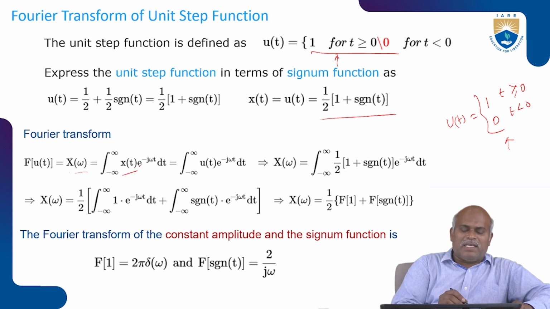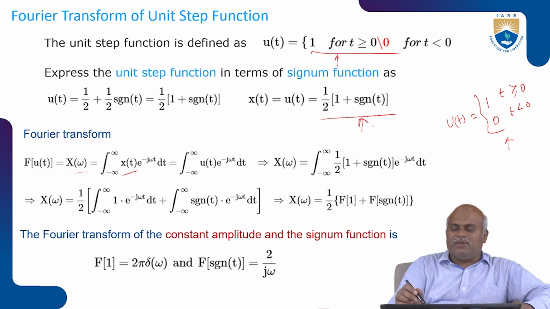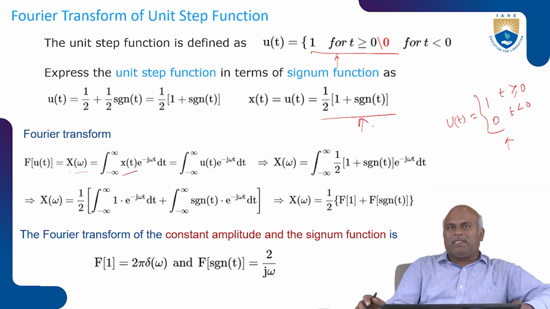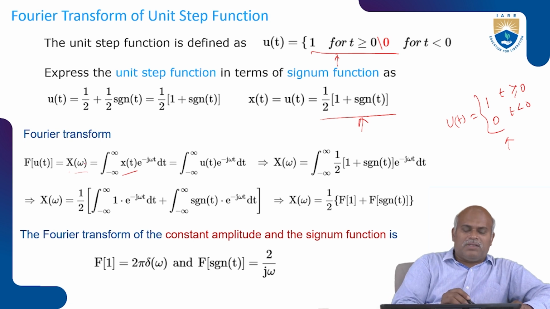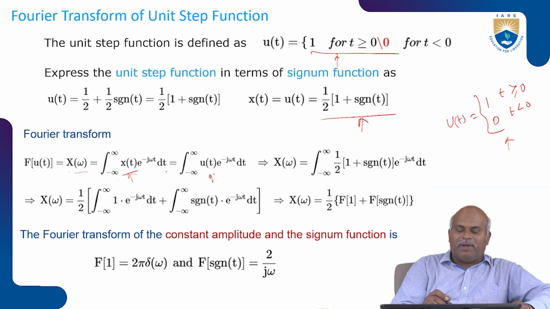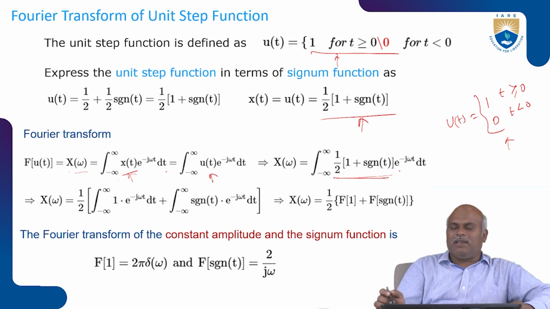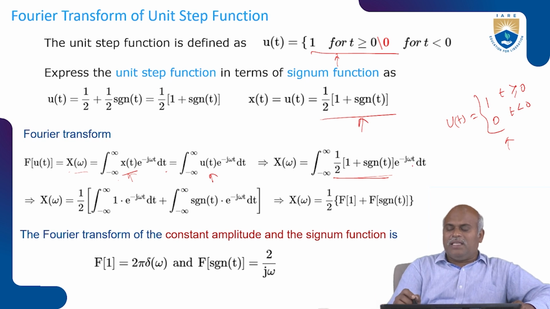Where the x portion is there, we should substitute u of t as 1 by 2 times 1 plus sgn of t. So now X of omega is equal to, as a Fourier statement, integral from minus infinity to plus infinity of x of t e power minus j omega t dt. Now x of t, I should substitute u of t. Then u of t, we know, is represented as 1 by 2 times 1 plus sgn of t.